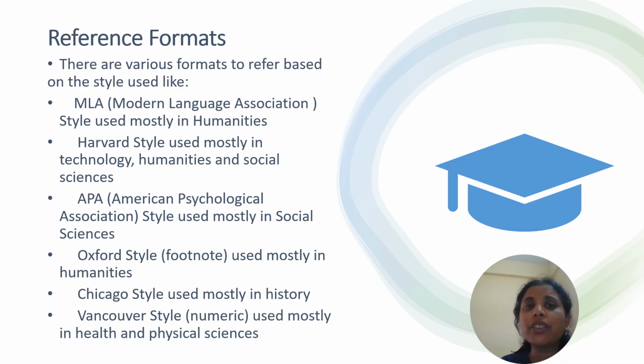So the reference formats I was talking about, there are various types of reference formats. MLA, Harvard, APA, Oxford, Chicago, Vancouver. So based on your area of study, say for example, if you are doing studies in medical sciences, you can use the Vancouver style where you have to give the citation in numeric form, and the numeric detailing will be given in the references at the last. Okay, if you are into social sciences, you will be using the APA style, that is the American Psychological Association style.